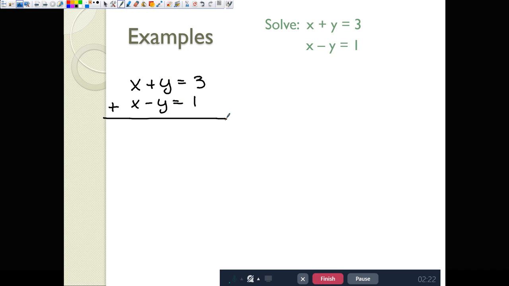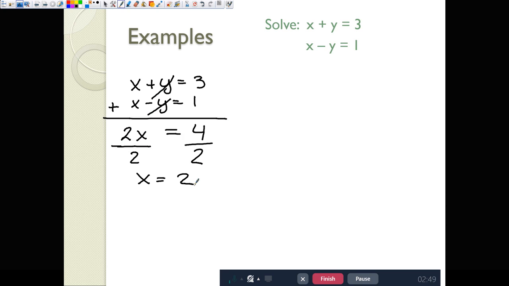So x plus x is 2x. And y plus negative y, or y minus y, is 0. So those eliminate. That's what we're trying to do. And 3 plus 1 is 4. And I'm going to divide by 2. And x equals 2.